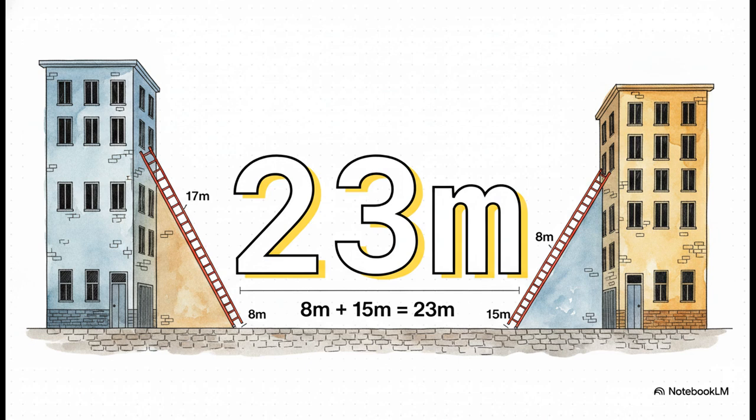For the first building, 17 squared minus 15 squared gives us the ground distance squared, which neatly works out to exactly 8 meters. For the building across the street, 17 squared minus 8 squared gives us a ground distance of 15 meters. We just add those two ground chunks together, 8 meters plus 15 meters, meaning the width of the entire street is exactly 23 meters. We literally just mapped physical reality using nothing but squares.